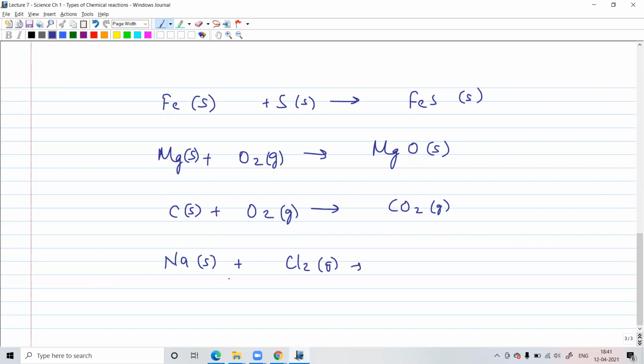Can anyone tell me what these two will combine to form? Sodium and chlorine? Sodium chloride. Yes, very good. Sodium chloride, NaCl. And what is this NaCl? Salt, sir. Common salt. Common salt.